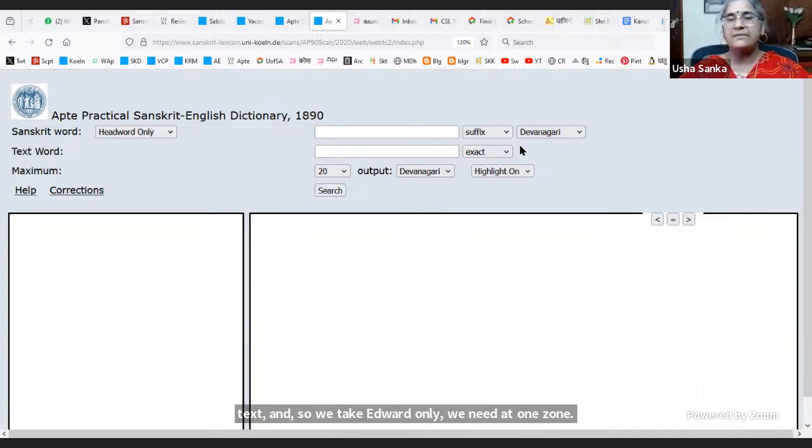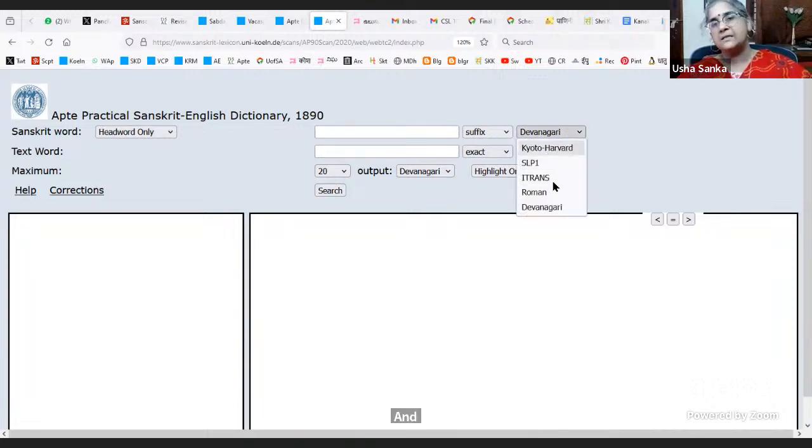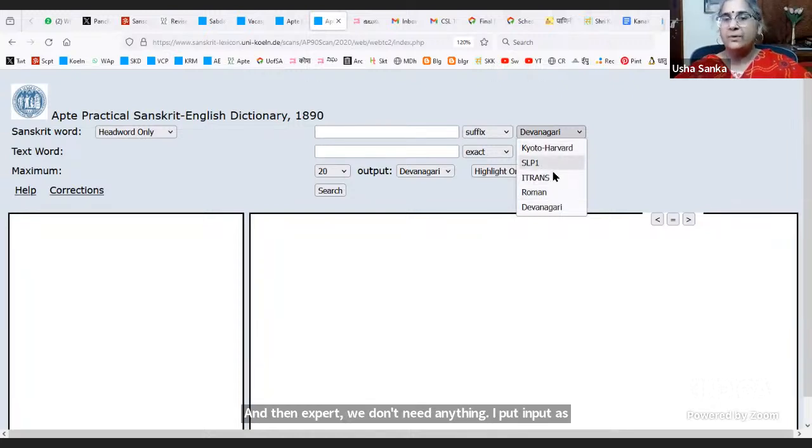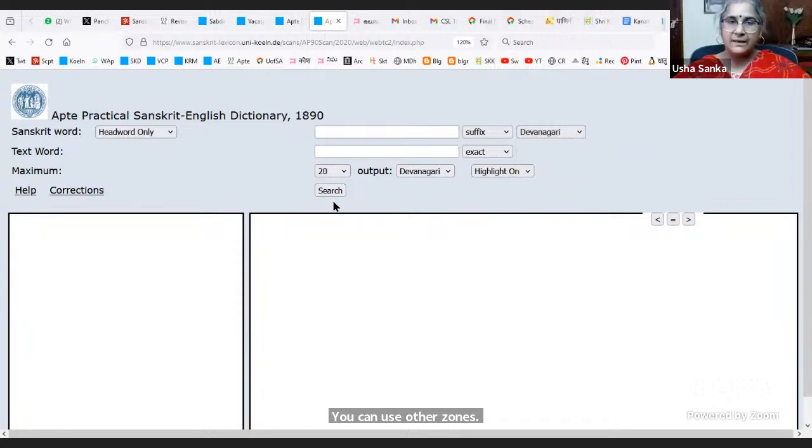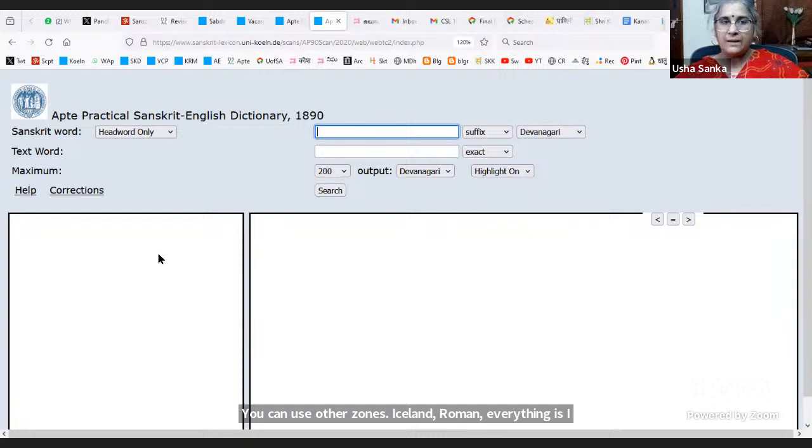I put input as Devanagari always. You can use others also: Kyoto-Harvard, SLP1, iTrans, Roman, everything is there. I take Devanagari. Now output can be 50, 200, whatever limit you can put. They all will appear in this box. The meanings will appear here.